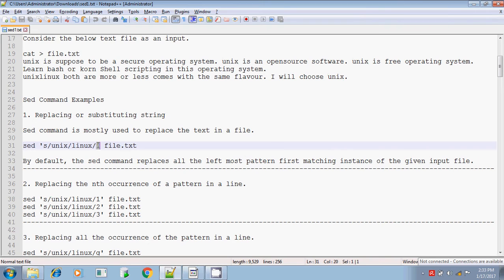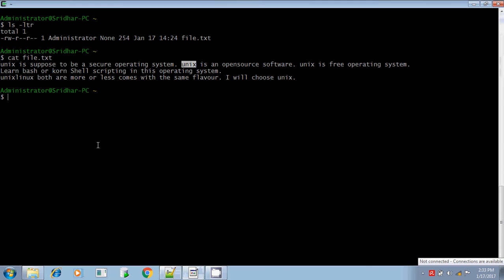If you give G, then all the matching instances will be replaced. If you didn't give anything, then only the leftmost first matching instance will be replaced. The leftmost first matching instance is this one. Only this will be replaced. Next one, there is no Unix, and here this one. So only the first leftmost matching instance, this one alone will be replaced, and this will not be replaced. Let me execute.